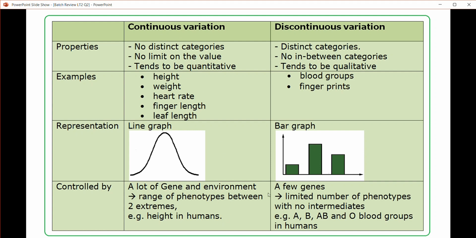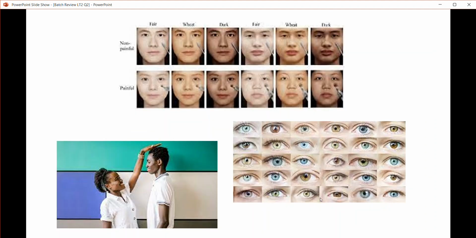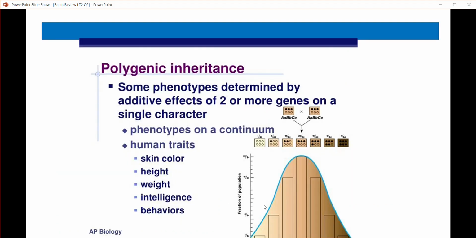So that's very interesting. Because discontinuous, only a few genes would be affecting it. So here's a picture of the continuous variation of great variety of skin color, great variety of eye color, and a great variety of height as well. Other examples mentioned would be intelligence and behavior. So the phenotypes would be a continuum of that trait. So that's kind of interesting here.